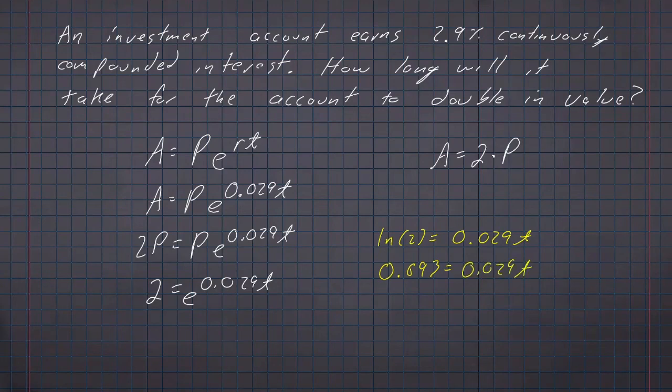And if I divide both sides of the equation by 0.029, I get 23.9 as the value of t. It will take just shy of 24 years for this investment account to double in value, given the amount of interest that it earns. If the investment account earned more interest, a higher interest rate, then it would take less time to double.